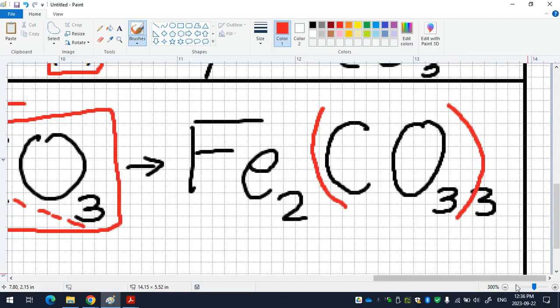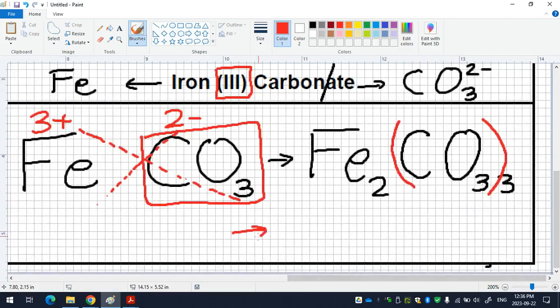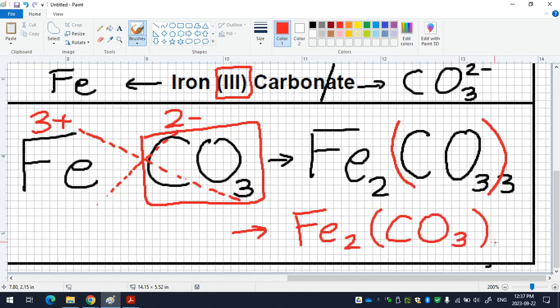So cleanly it should look like this. Everyone, Fe2, bracket, CO3 and 3. That's how we do it. If you lose the bracket, I cannot give you full marks. And it's quite a loss. If this is worth 2 marks, I might only give you 1, not just 1.5. 1 out of 2. So you're going to lose a full mark.